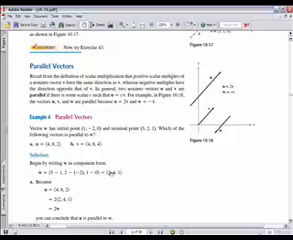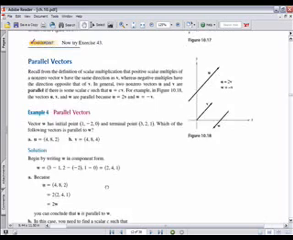Now 2, 4, 1 compared to 4, 8, 2, if we multiply this by 2, we get 4, this by 2, 8, this by 2, we get 2. So these are going to be parallel, u and w. However, for w and v, multiply by 2, but the last one, 1 to 4, is not multiplied by 2. So therefore, w and v are not parallel.